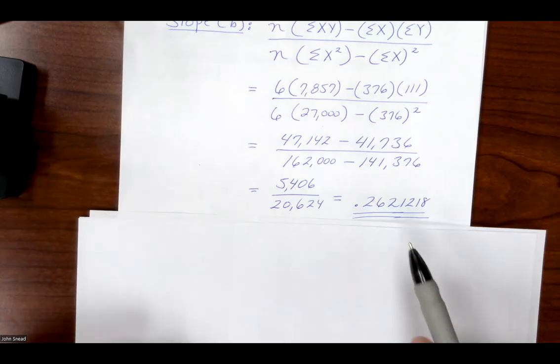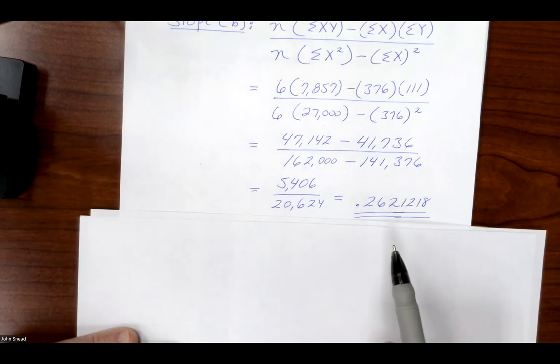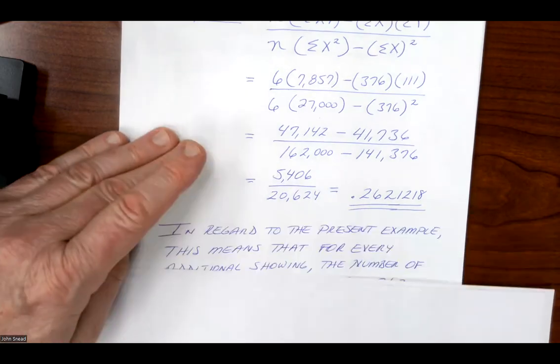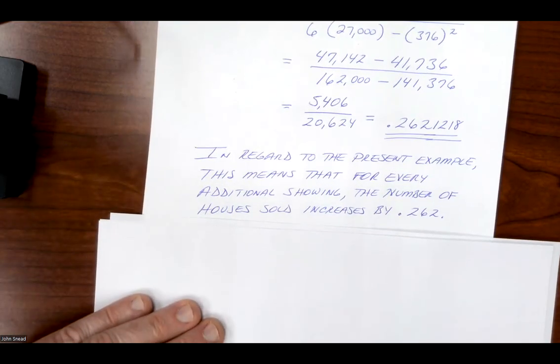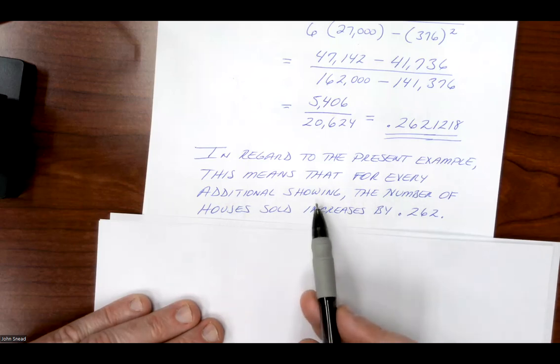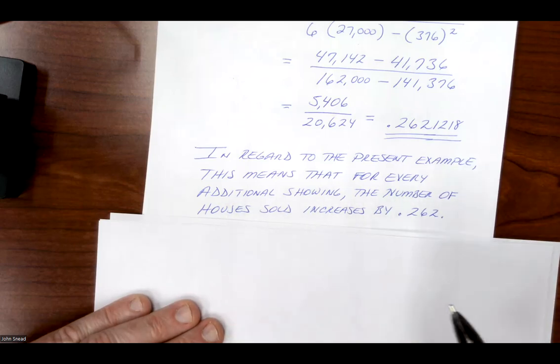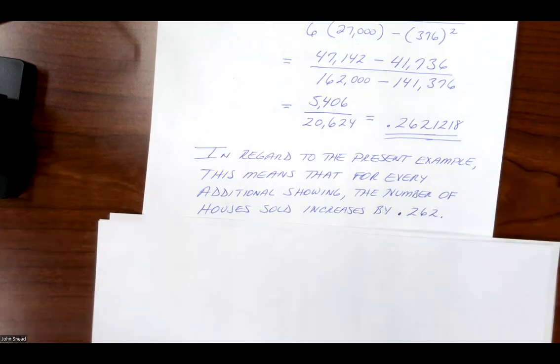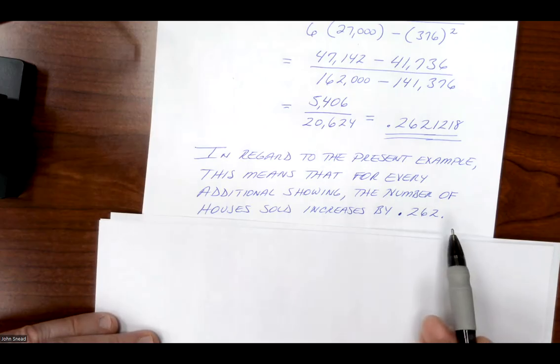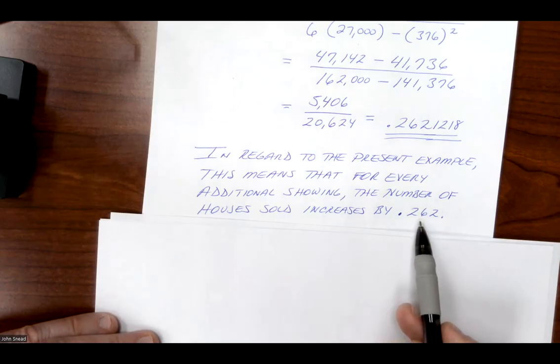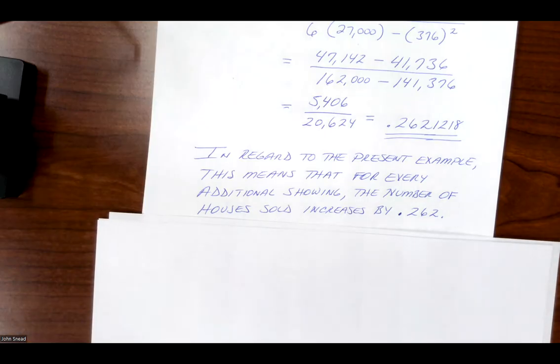Now this slope of 0.262, note that it is positive. Within the context of this problem, this means for every additional showing, the number of houses sold increases by 0.262, so a little over 1/4. So again, that's the slope. It's the change in predicted y for every 1 unit change in x. So if somebody had 10 showings, we would expect the number of homes sold to increase by 2.62.